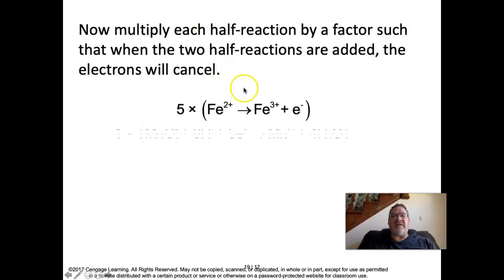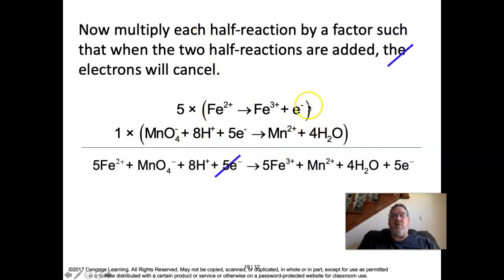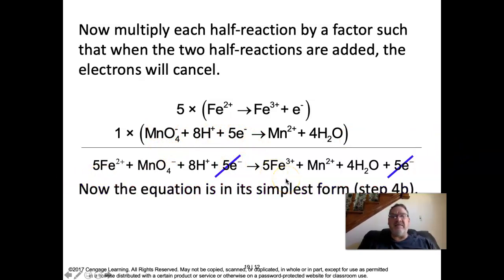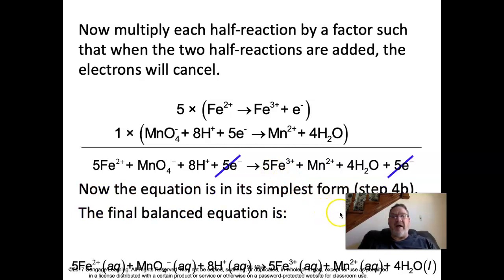Now we want the electrons to cancel out. Again, one half reaction had a single electron. We had 5 over here, so we're multiplying this reaction times 5. Now the electrons cancel out, and what we're left with is our balanced reaction.